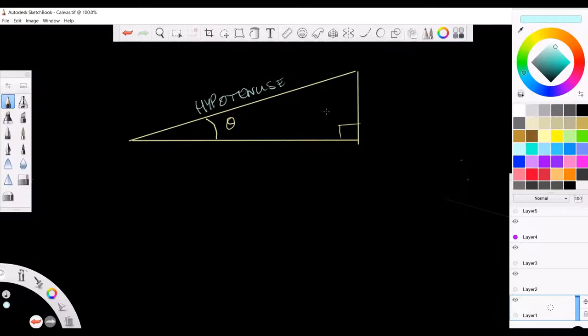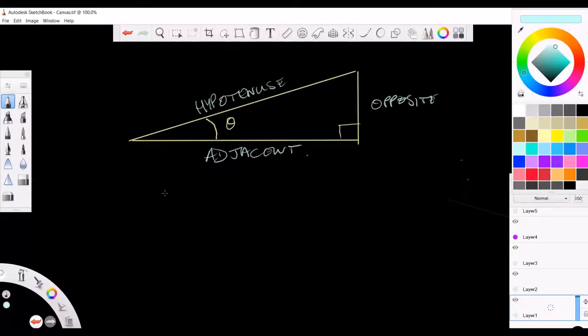This side is opposite that angle. Within this triangle, the side that's opposite that angle, i.e. it's not next to that angle or adjacent to it, is here. So I'm going to call this the opposite. But this side is adjacent to that angle, so I'm going to call it the adjacent.